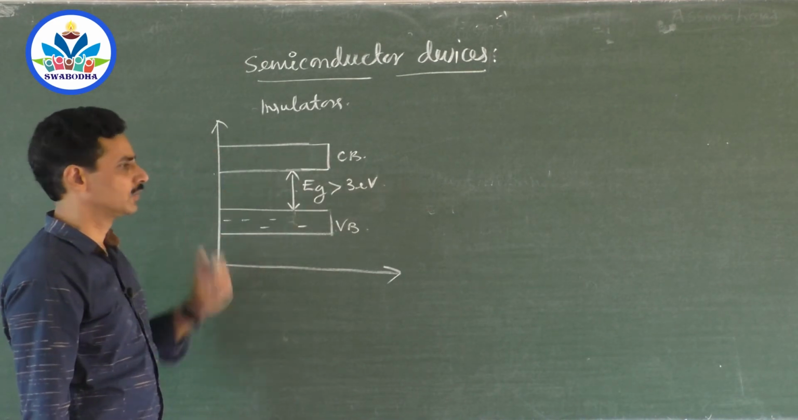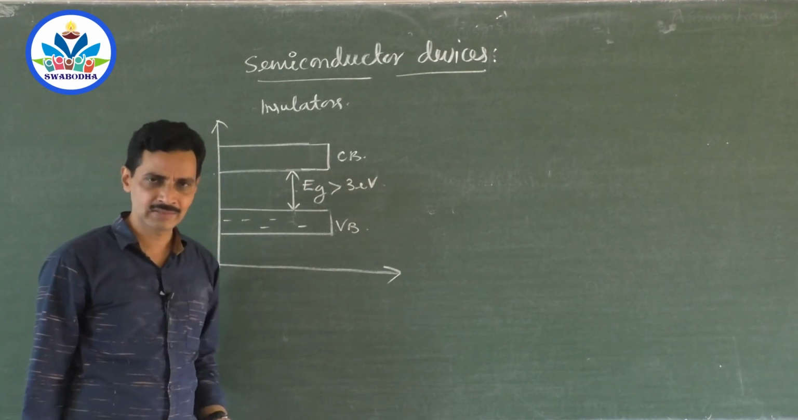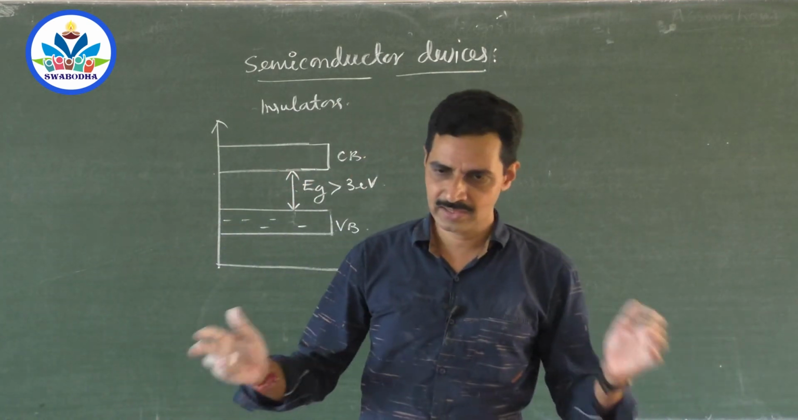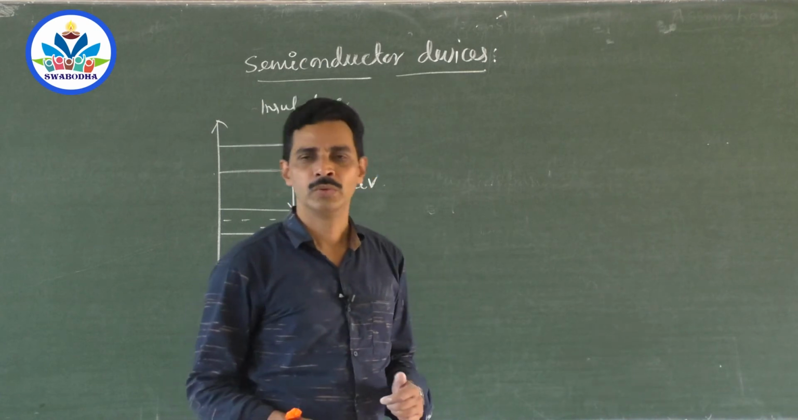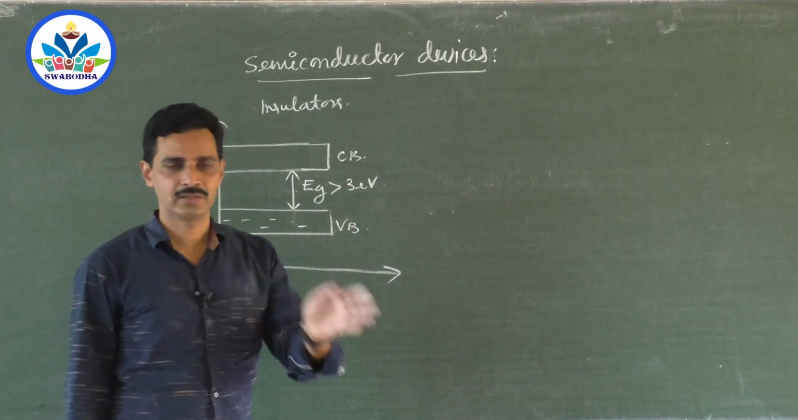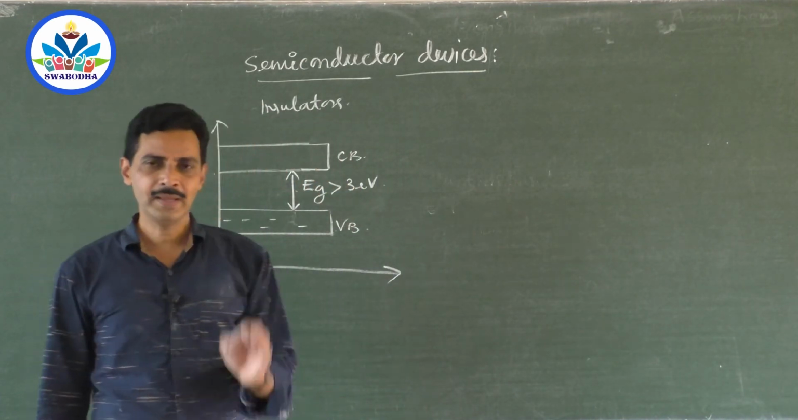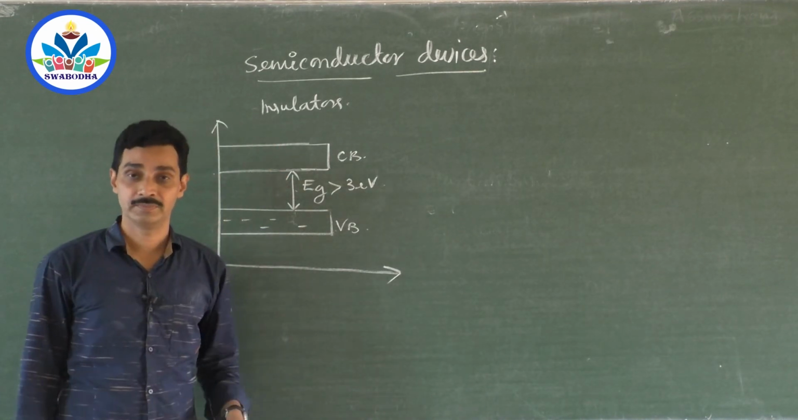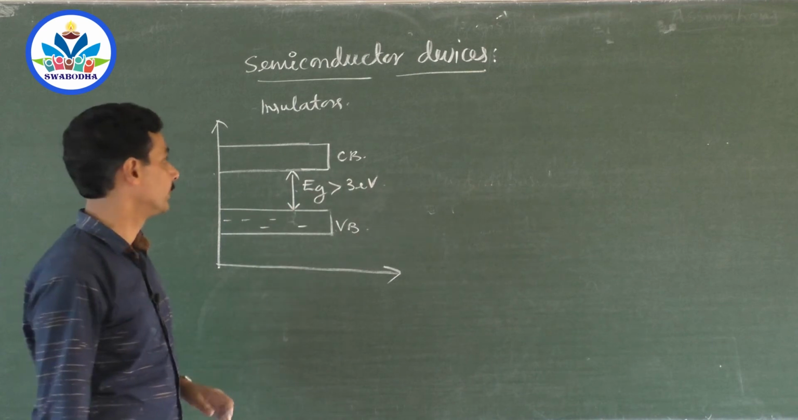Anyway, electrons can't go to the conduction band. So in an insulator, conduction band and valence band are separated by a very large energy gap. So electrons can't move to the conduction band at all. Insulator remains as insulator at 0 Kelvin as well as at room temperature. Remember this energy gap.